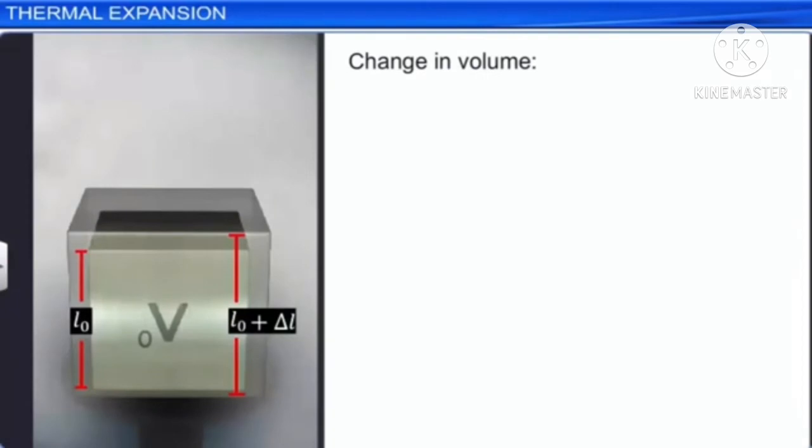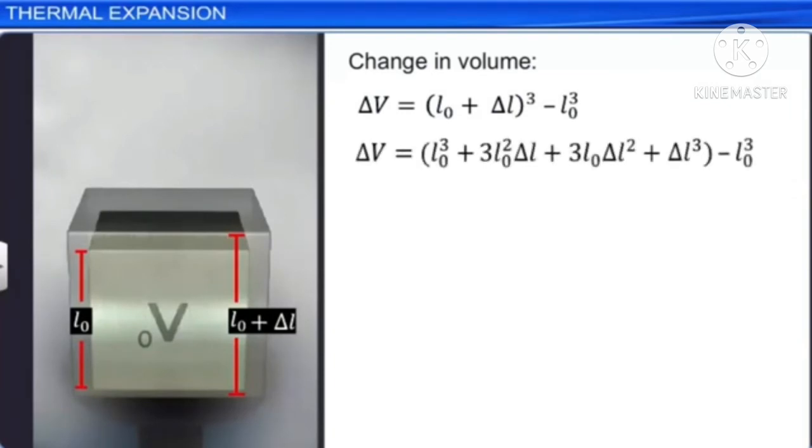Change in volume delta V equals (L naught plus delta L) whole cube minus L naught cube. This is equal to L naught cube plus 3 L naught square delta L plus 3 L naught delta L square plus delta L cube minus L naught cube. The terms delta L square and delta L cube can be ignored as their values are negligible. Then we get delta V equal to 3 into L naught square into delta L.